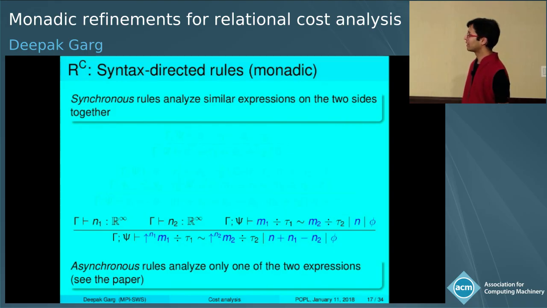So if m1, m2 had a relative cost of n, with the ticks, the relative cost will be n plus n1 minus n2. Because on the left, you've added a cost of n1, on the right, you've added a cost of n2, so the difference increases by n1 minus n2.